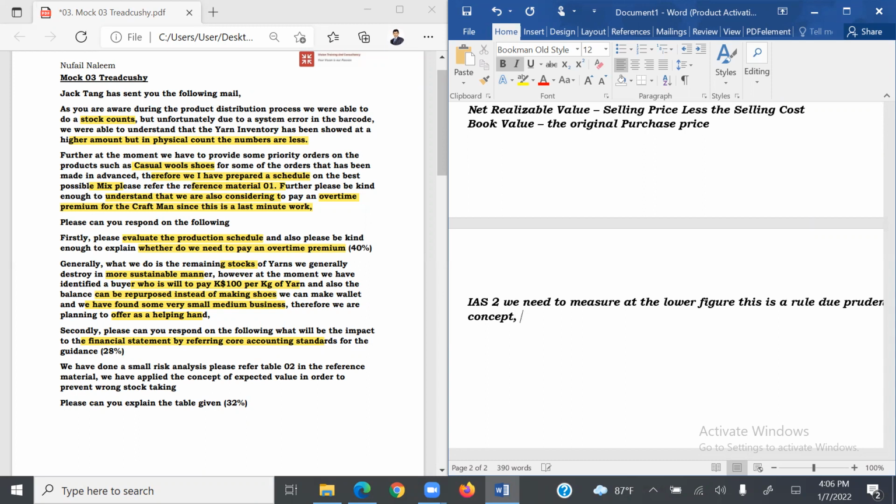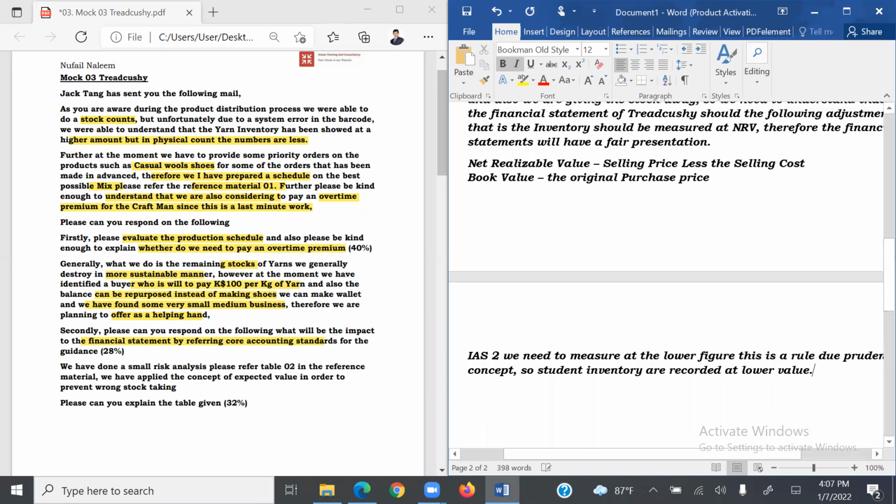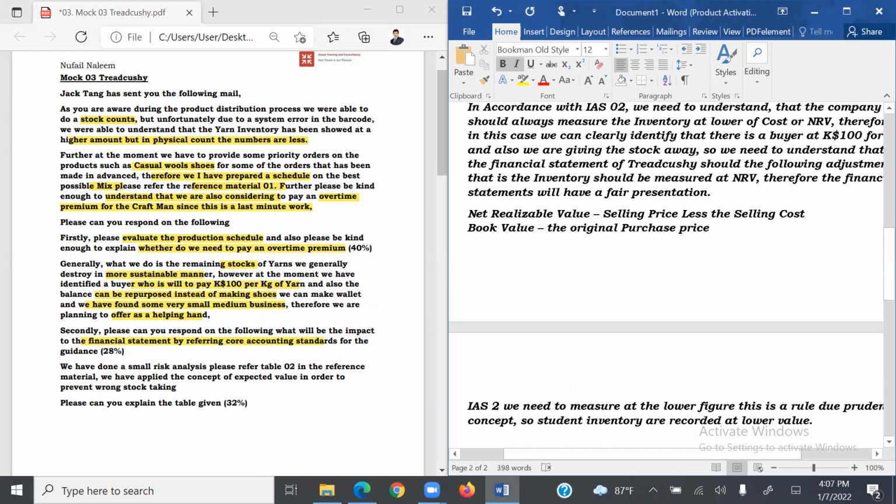So students, inventories are recorded at the lower value. Get this understanding very clearly. So this is the application of the inventory.